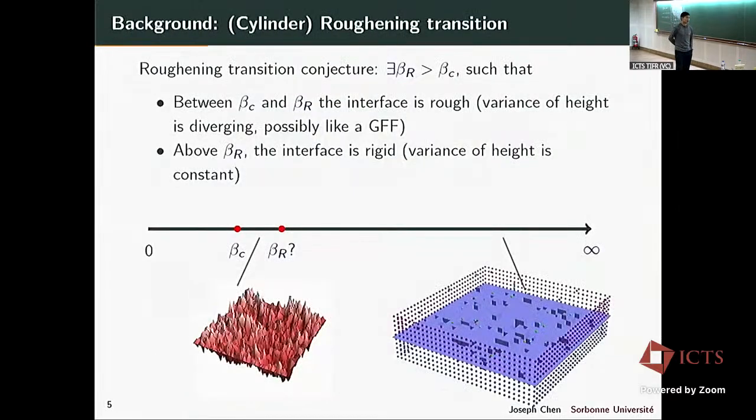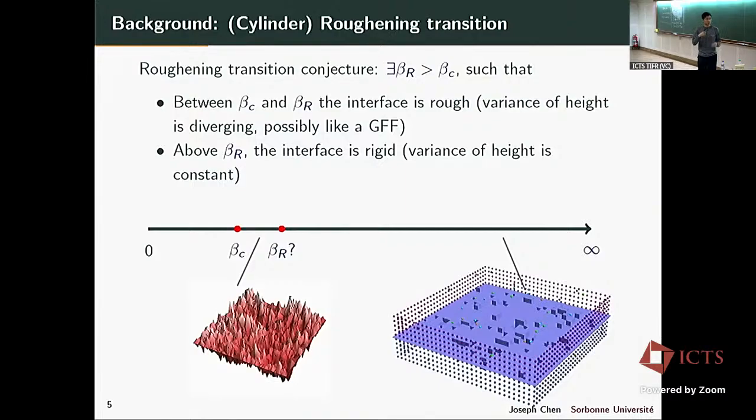So the no floor setting is quite well known for this open problem of a roughening transition. This conjecture says that, okay, we know that at beta critical, the Potts model undergoes a phase transition from disorder to order. And past beta critical, you can make this well-defined interface, which is meaningful in the sense that it separates two ordered phases.